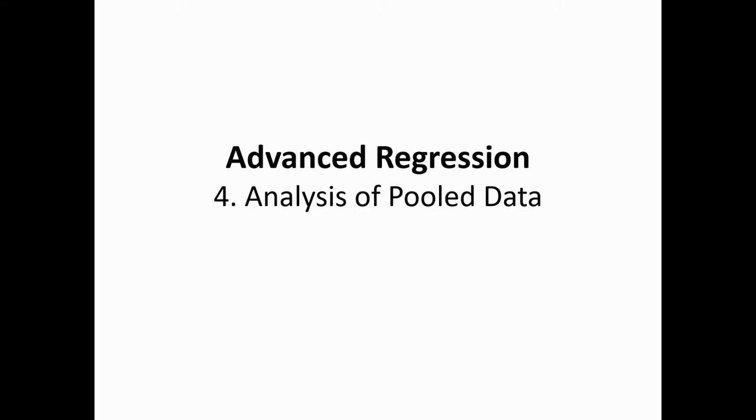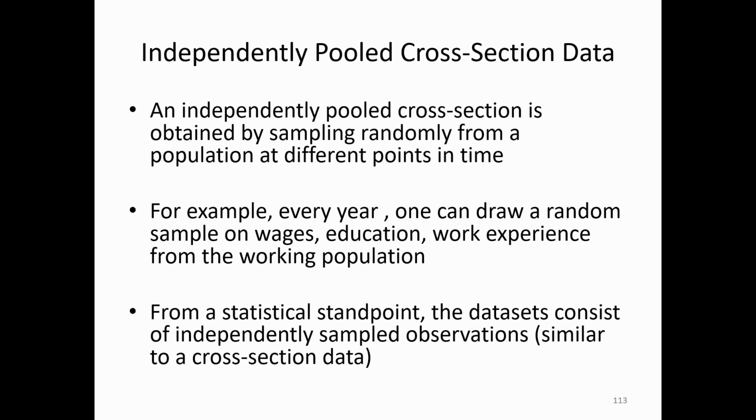We now go to the analysis of pooled data. An independently pooled cross-section is obtained by sampling randomly from a population at different time points. For example, one can draw a random sample on wages, education, work experience from the working population every year. It is akin to doing surveys on a regular basis for the Philippines.